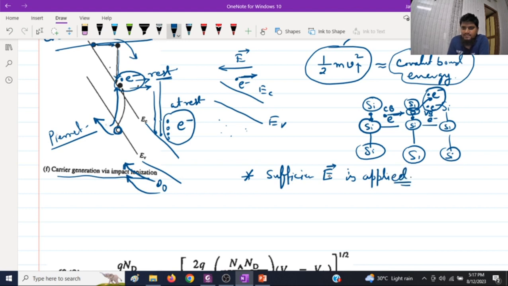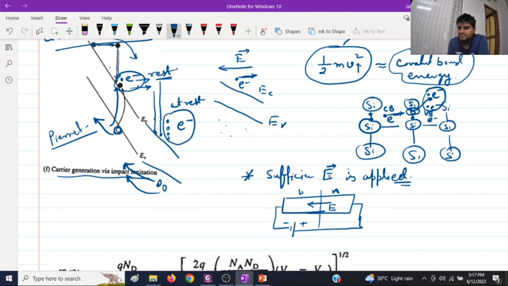Now if you see it in terms of a p-n junction, we are applying a reverse bias. That means p is connected to negative and n is connected to positive. So we have an electric field in this direction, which we are applying externally.